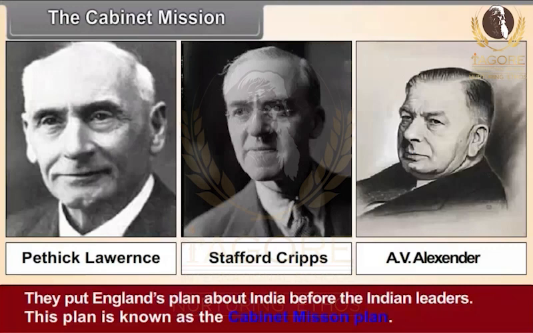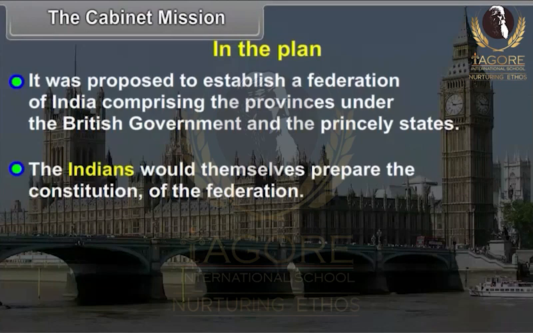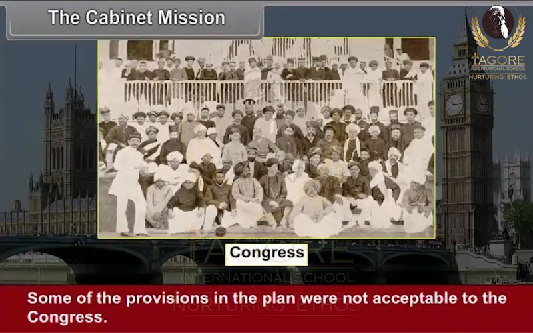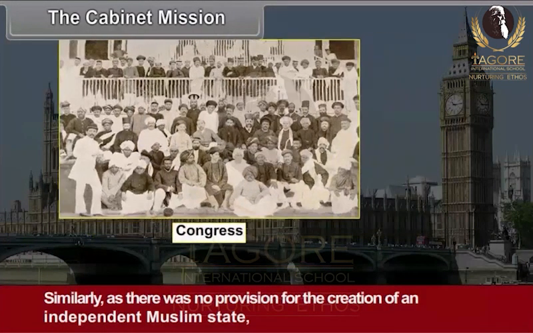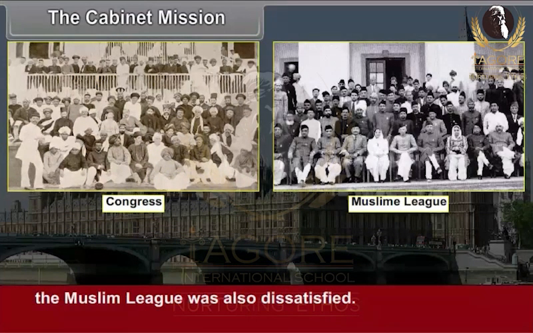It was proposed to establish a Federation of India comprising the provinces under the British government and the princely states. The Indians would themselves prepare the constitution of the Federation. Till the drafting of the constitution, India would be ruled by the interim government in consultation with the Viceroy. Some of the provisions in the plan were not acceptable to the Congress. Similarly, as there was no provision for the creation of an independent Muslim state, the Muslim League was also dissatisfied. Thus, the Cabinet Mission Plan was not accepted in its entirety.